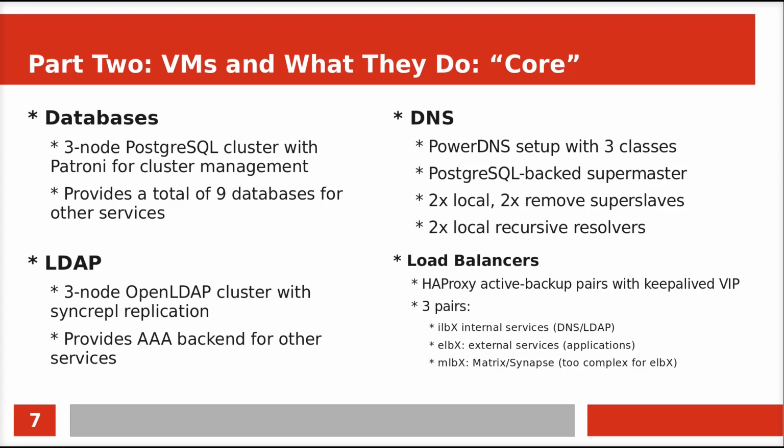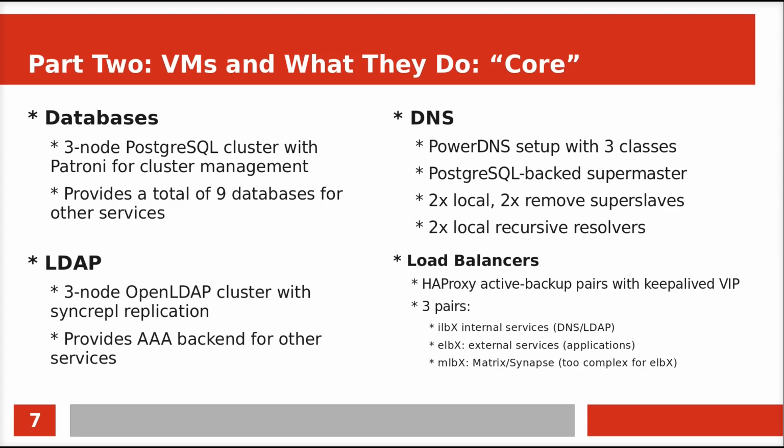So the first one is for the internal services, which is basically, I say DNS and LDAP as well as the databases, the Patroni behind this too. So basically everything in this core category is in that internal load balancer. Then I have an external service load balancer pair, which is for all of the applications, except for the third, which is my Matrix and Synapse load balancer.